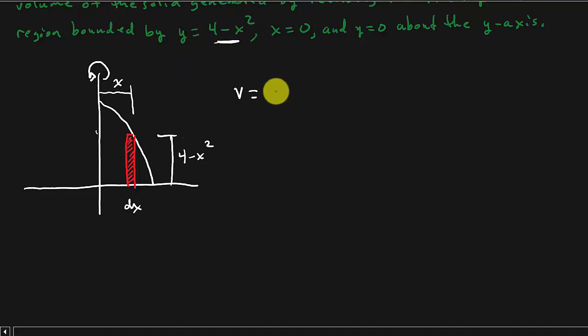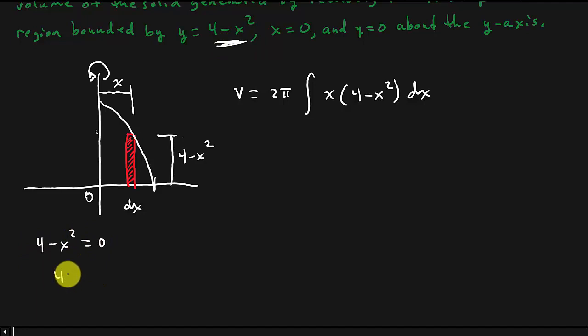And so the volume is 2 pi integral of the radius, which is x, times the height, which is 4 minus x squared, times the thickness, dx. Uh-oh, now I've got to figure out what I'm integrating over. Well, I'm going to go from 0 to this point right here. What's that point? Well, we'll have to take 4 minus x squared and set it equal to 0.